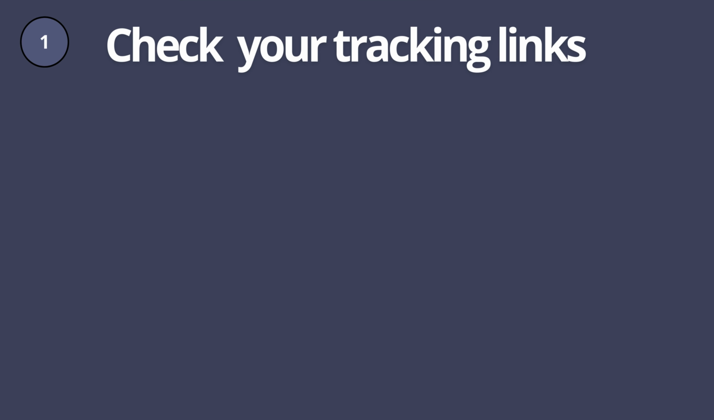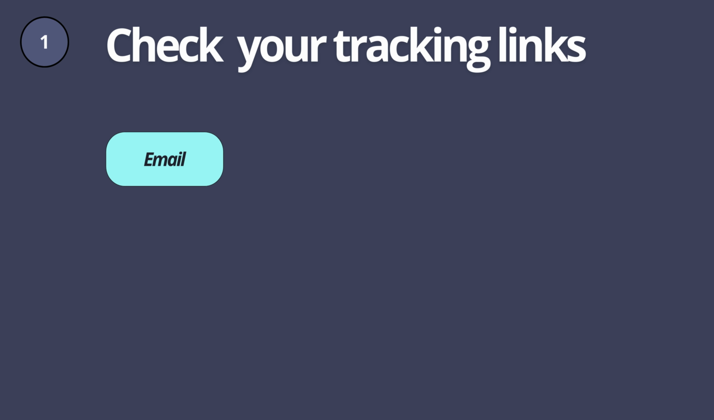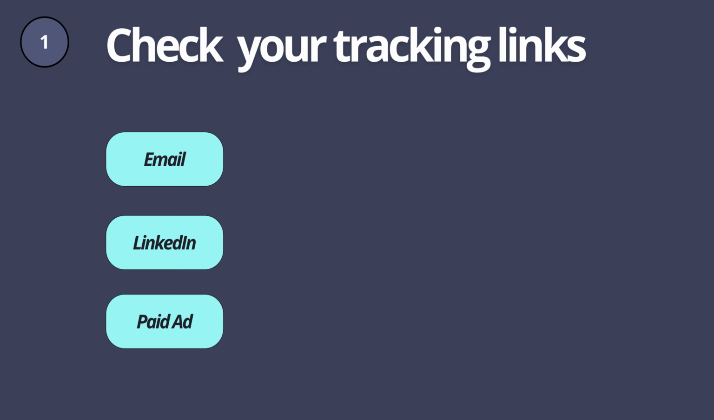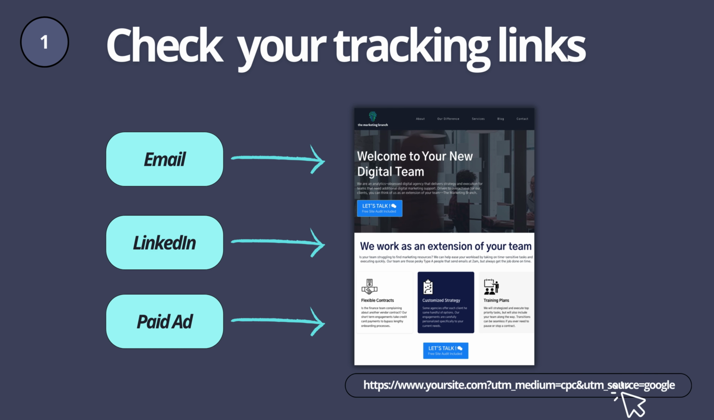Accurate tracking is vital to your understanding of how you spend your marketing budget. The first step is to look at how you're creating links. So, let's see how this works. A tracking link can be used on everything from an email, a LinkedIn post, a paid ad. And when a user clicks this link, they are then directed to your landing page or website. Here's what the tracking link looks like, and let's take a deeper dive.